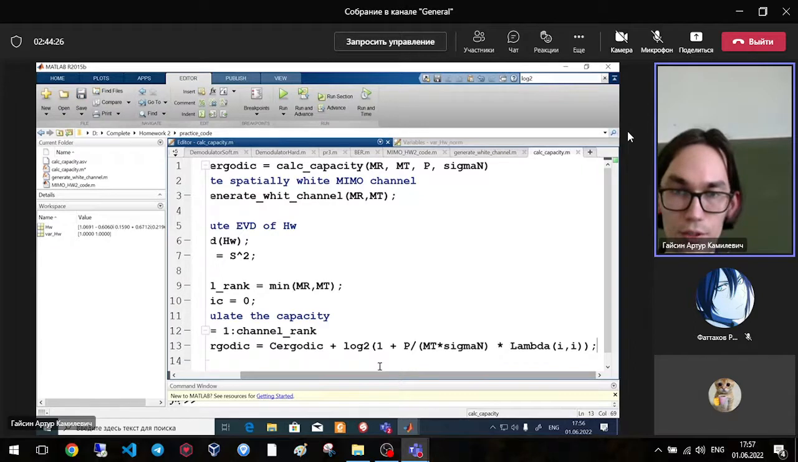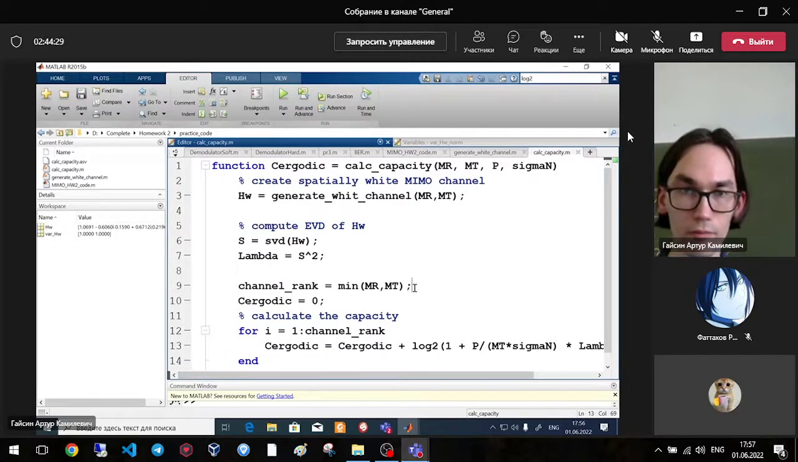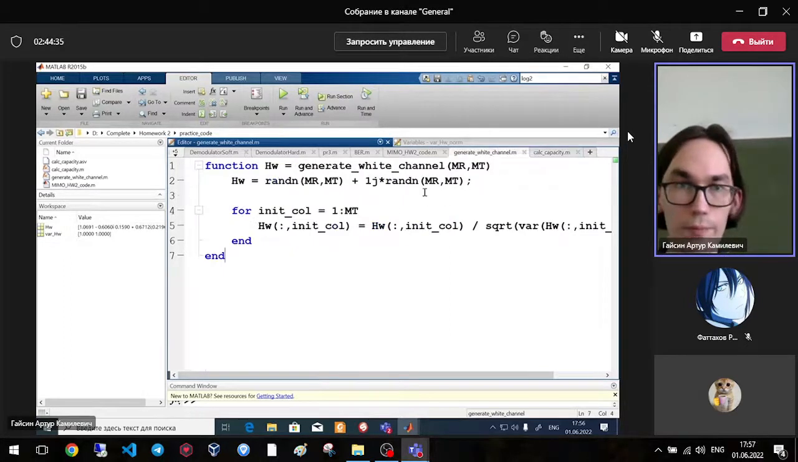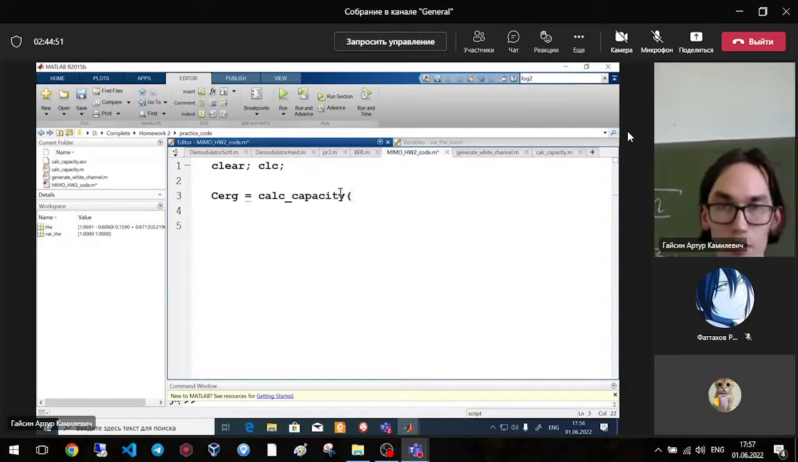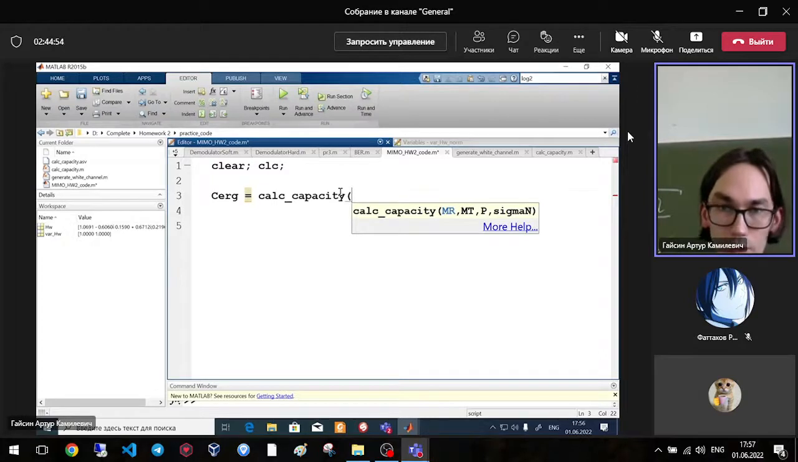So let's check this part of the code. Let's try to use calc capacity. So C ergodic is equal to calculate the capacity. First, we should write MR MT, so let's write 2 and 2. Let's say our P is equal to 1. And sigma n, let's maybe also equal to 1.